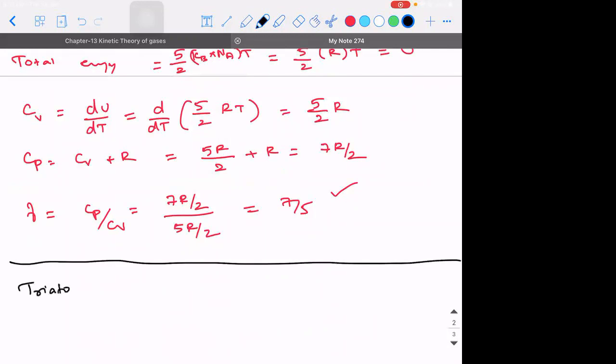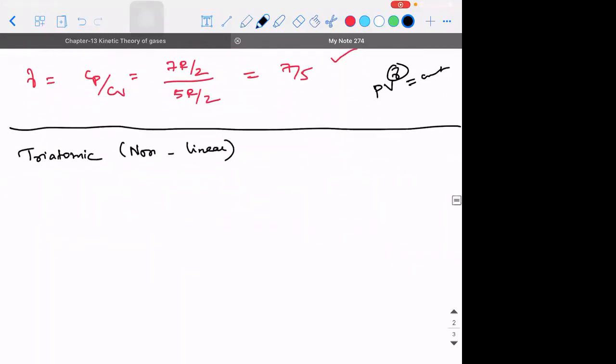Sir, I have a doubt. Here, what does gamma represent? Gamma is the ratio of the specific heats. We use it in adiabatic processes, PV power gamma is equal to constant. That gamma is this. Okay, sir. Understood.